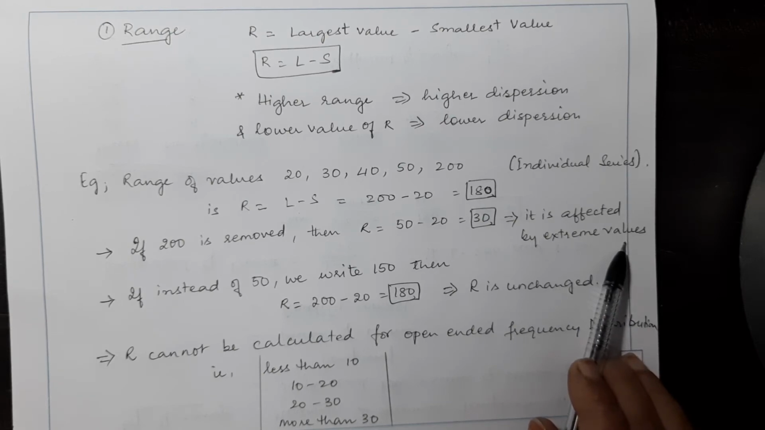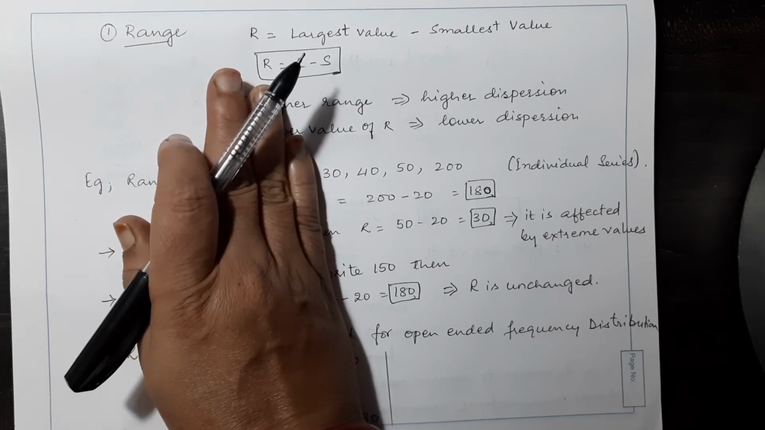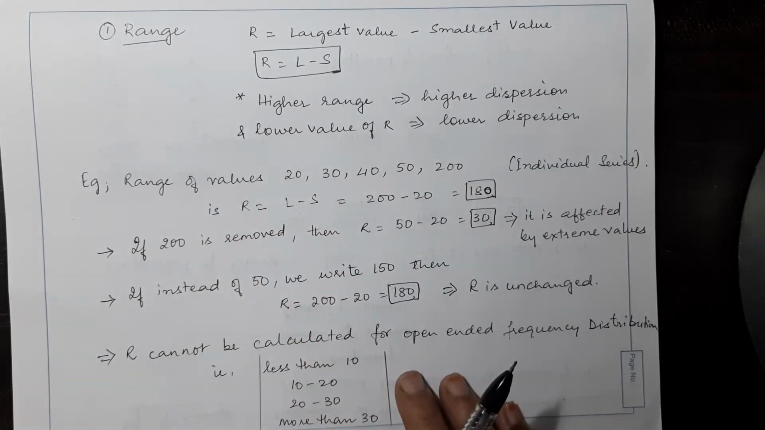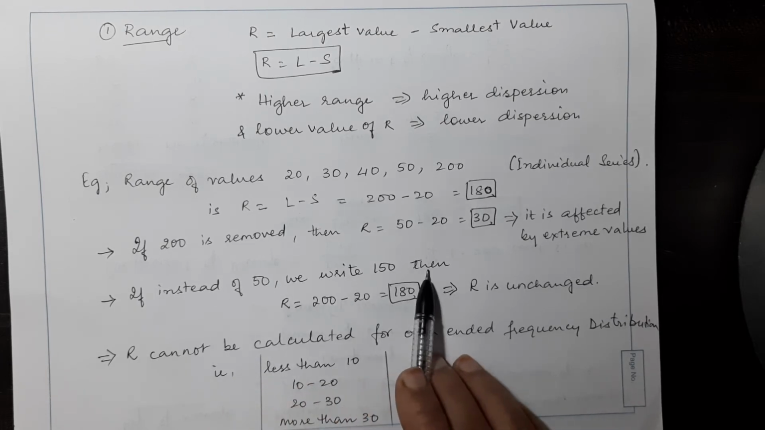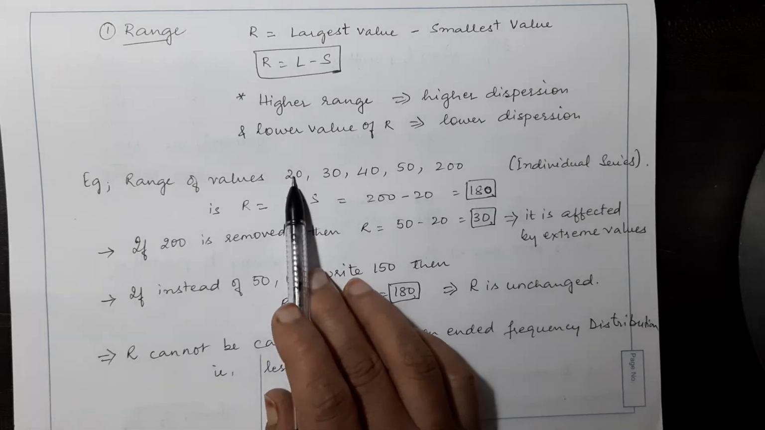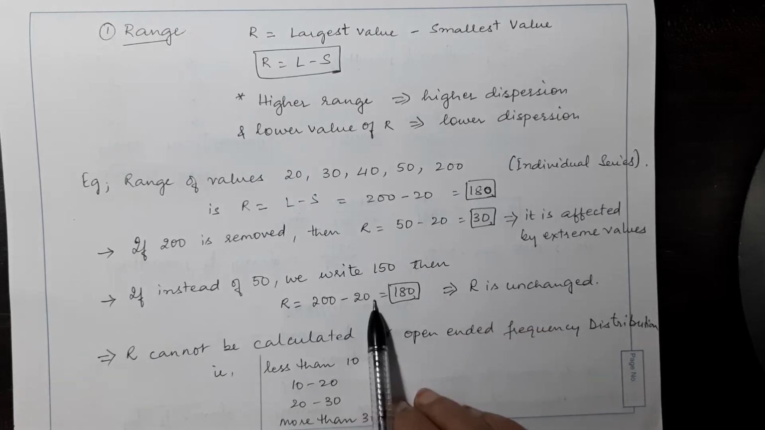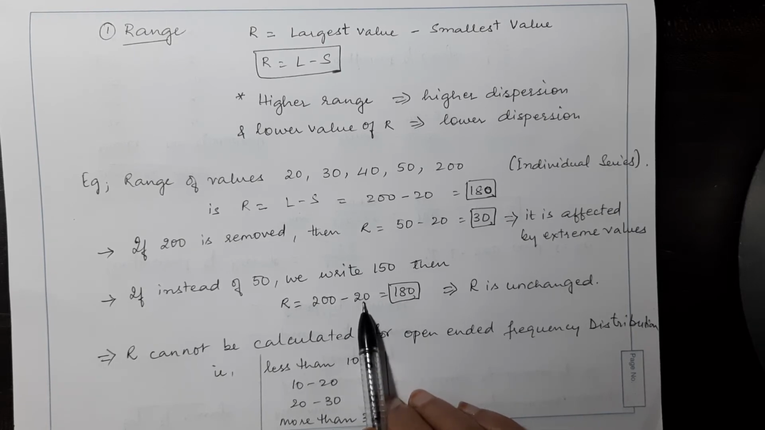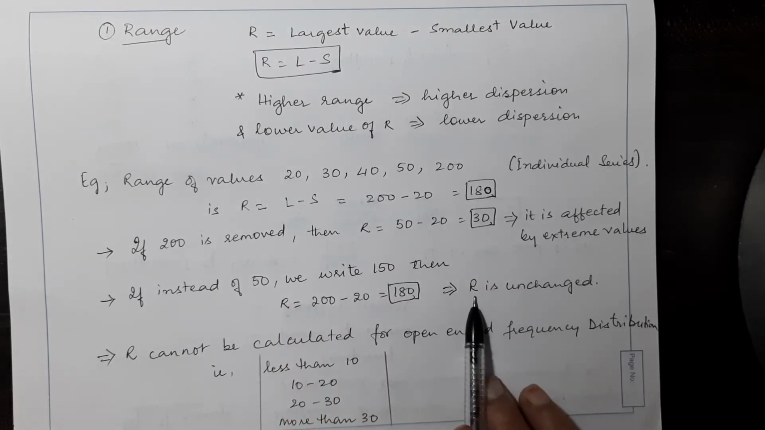Extreme values. Now, if you remove this 20, then it is 200 minus 30, so the value would be only 170. So, the extreme values would definitely affect the value of range. Now, instead of 50, if we write 150, what will happen? Since all the values lie between the lowest and the highest values, what will happen to the range? Nothing will happen. 200 minus 20 is equal to 180, because the highest value and the lowest value are more important to us than any value that lies between these extreme values. So, R or range is unchanged.